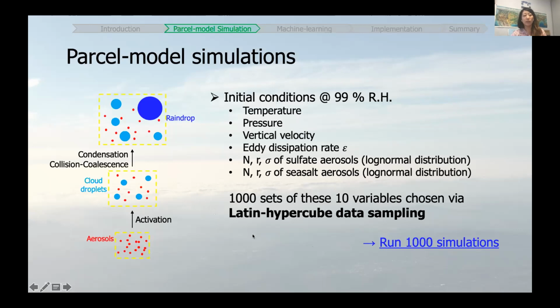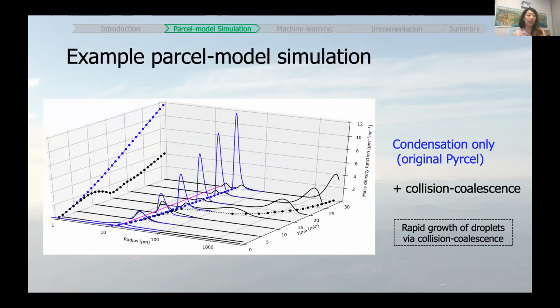It's a little complex, so I'm not going to go too much in detail today, but this sampling allowed us to collect 1,000 sets of data very randomly, but based on the distribution of each variable. So if you go to the next slide, I'm showing an example simulation. On the x-axis, I'm showing radius on log scale. On the y-axis, I have time. So it's a temporal evolution of cloud droplet size distributions.